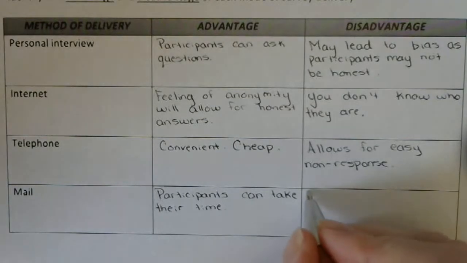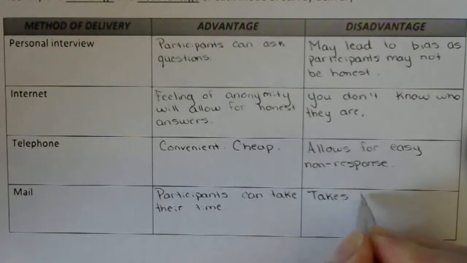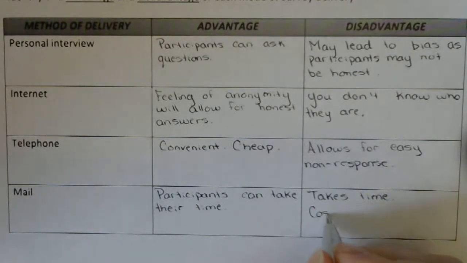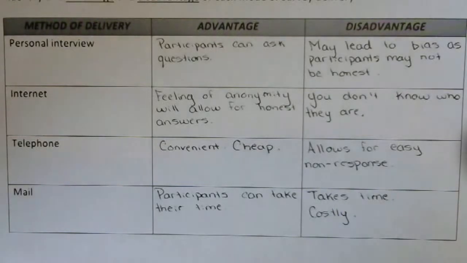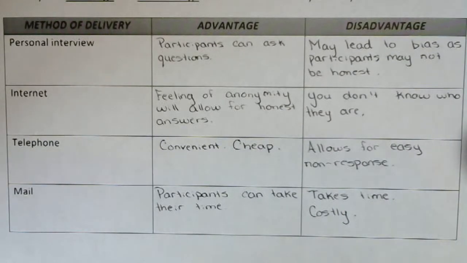The downside is for the person doing the survey, I mean, it takes time, okay, to wait for results, and it's costly. You have to pay for postage, you have to pay for envelopes, you have to print all the surveys, so this one's a little less cost effective than, say, doing the internet or the phone. So those are some advantages and disadvantages. Watch the next video on sampling methods.